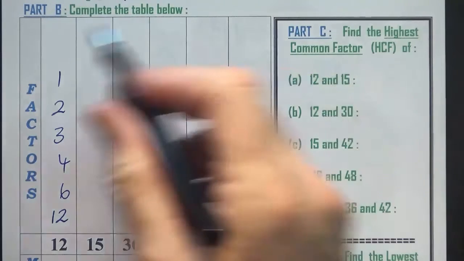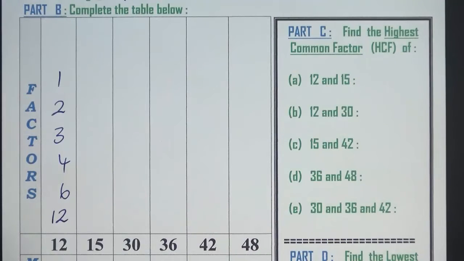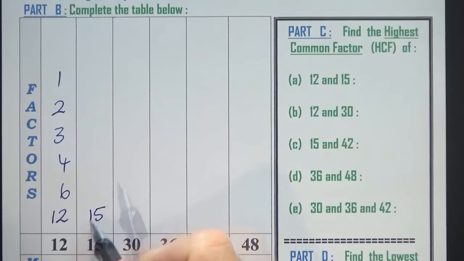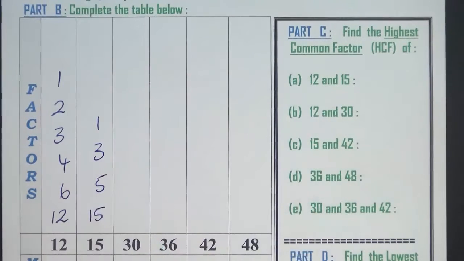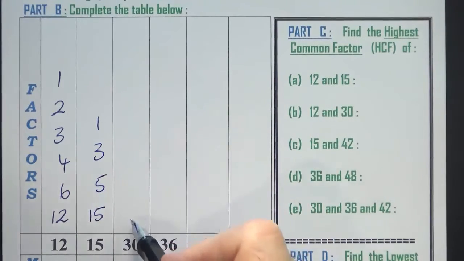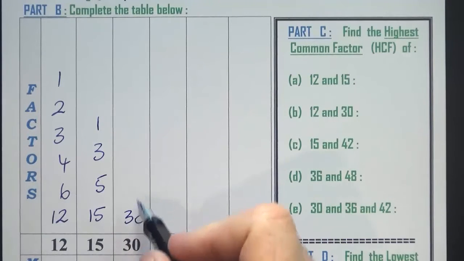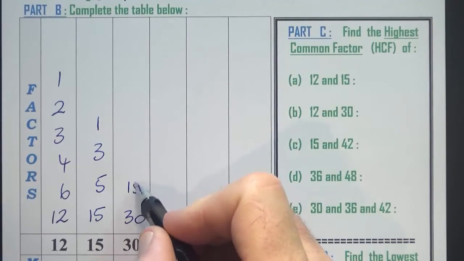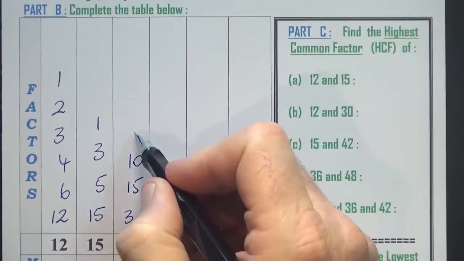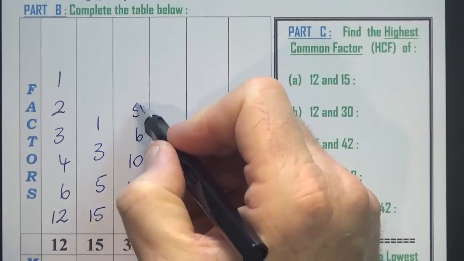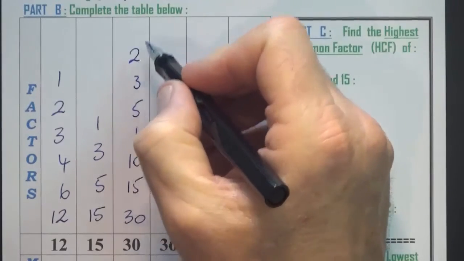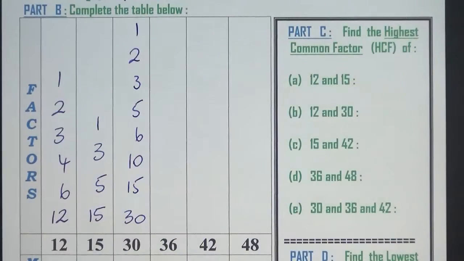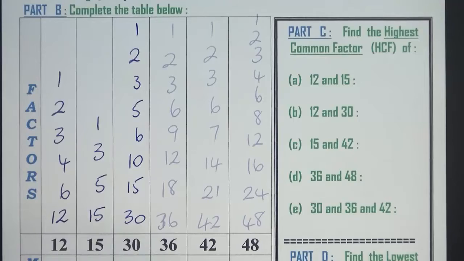I want you to fill out this little table here. So for 15: 5, 3, 1. 30: 15, 10, 6, 5, 3, 2, 1. 36.